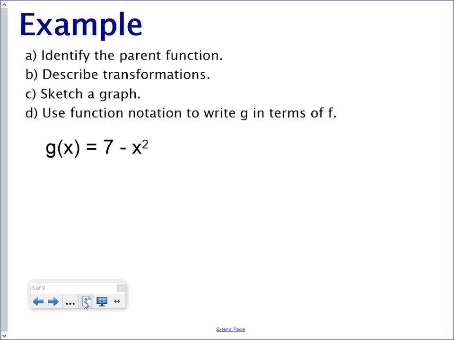Do part A and part B. What is the parent function? What are the transformations? Negative x. So if you switch the order, it would be plus 7.